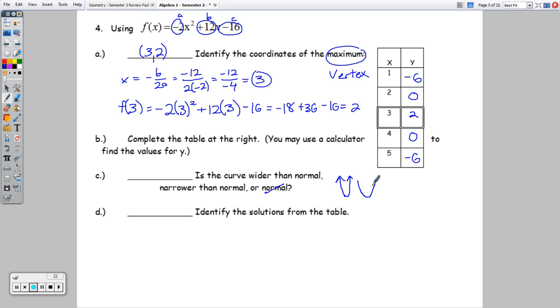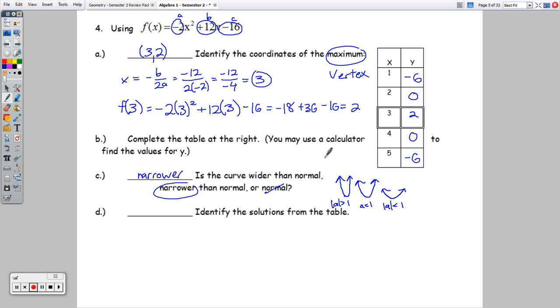Then maybe we could say this is the normal one. If this is less than 1, or in between -1 and 1, then it's going to grow slower. So this is where the absolute value of a is greater than 1. This could be where a equals 1, and this is where the absolute value of a is less than 1. So we have something growing faster, so it is going to be narrower than normal here. So narrower is our answer there.